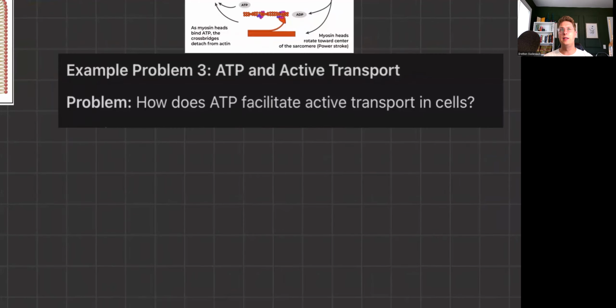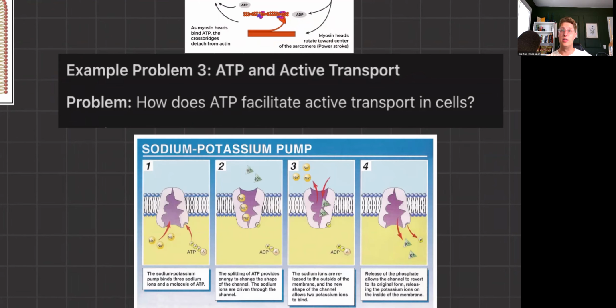Now, finally, how does ATP facilitate active transport in cells? I'll give you the answer in 3, 2, 1. ATP provides the energy needed for transport proteins to move ions and molecules against their concentration gradients. That's the key word or phrase, against the concentration gradient.